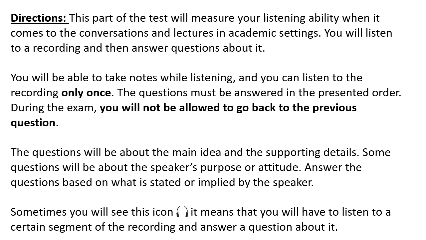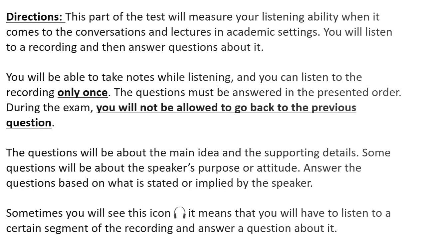During the exam, you will not be allowed to go back to the previous question. The questions will be about the main idea and the supporting details. Some questions will be about the speaker's purpose or attitude. Answer the questions based on what is stated or implied by the speaker. Sometimes you will see this icon. It means that you will have to listen to a certain segment of the recording and answer a question about it.